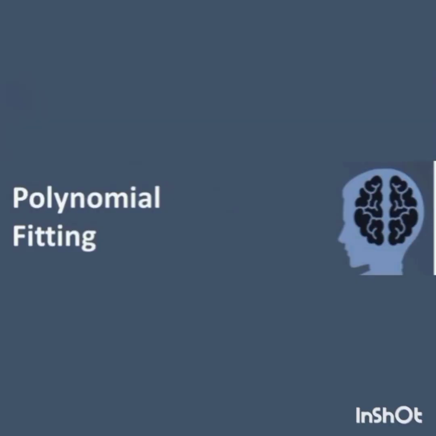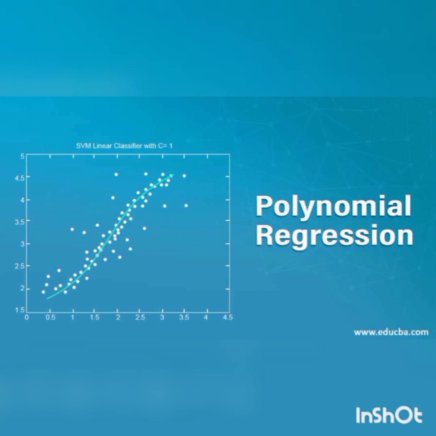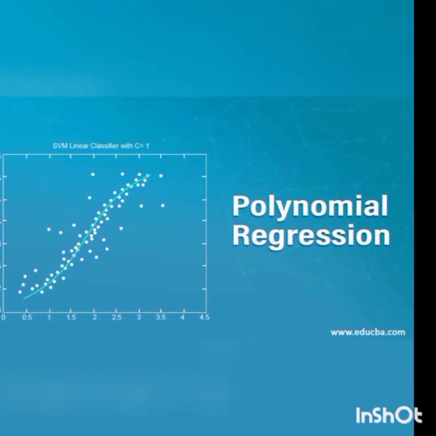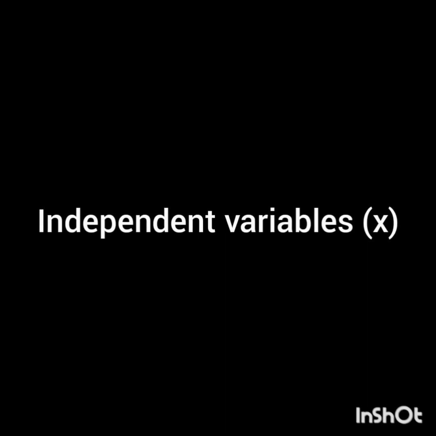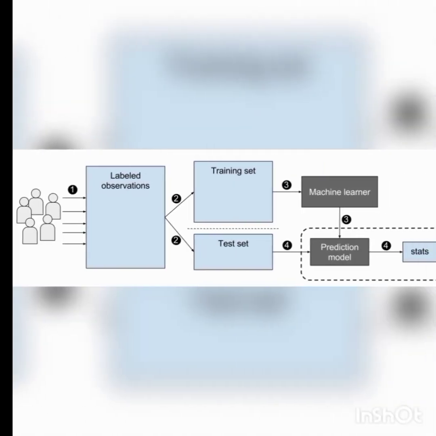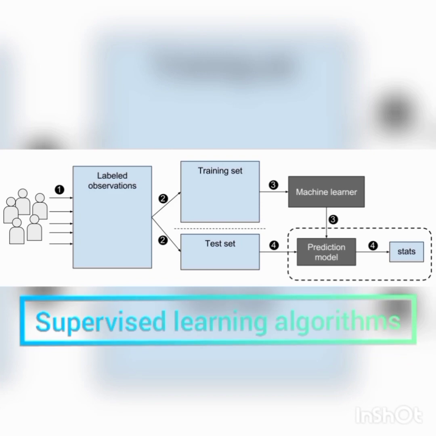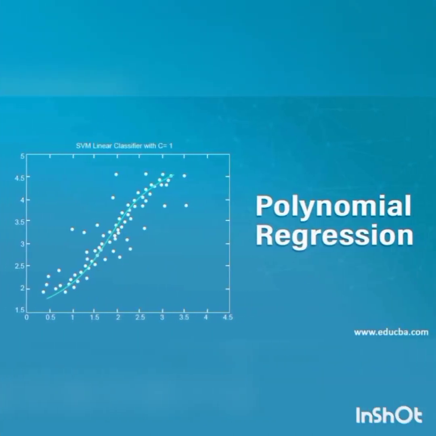Polynomial fitting, nothing but polynomial regression, is used to model a nonlinear relationship between independent variables x and dependent variables y. Yes, you heard right. Today we are going to discuss one of the supervised learning algorithms known as polynomial regression.